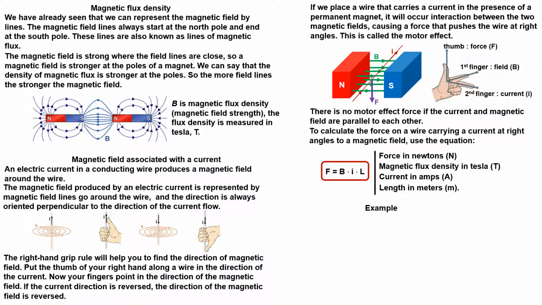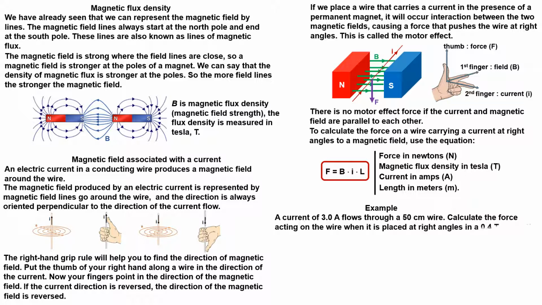Example. A current of 3 amps flows through a 50 centimeter wire. Calculate the force acting on the wire when it is placed at right angles in a 0.5 Tesla magnetic field. Take the values given in the question and substitute into the formula.